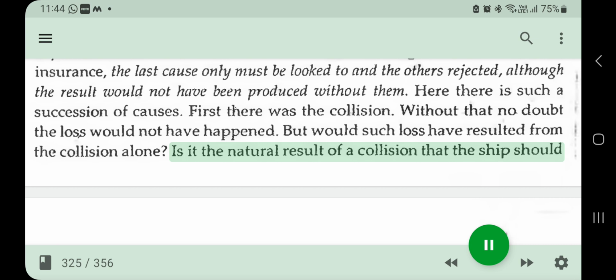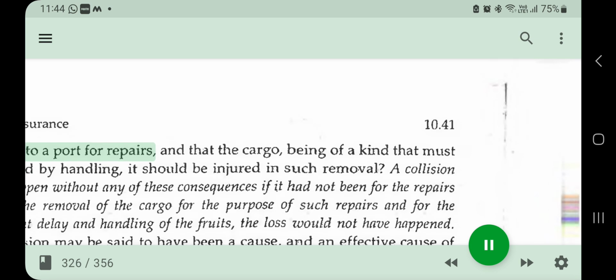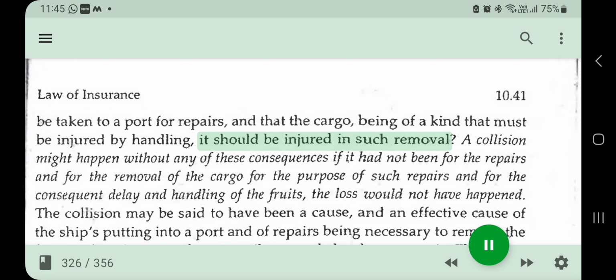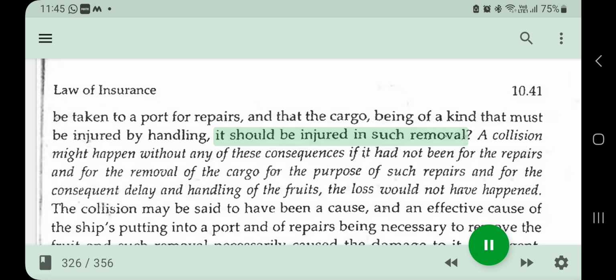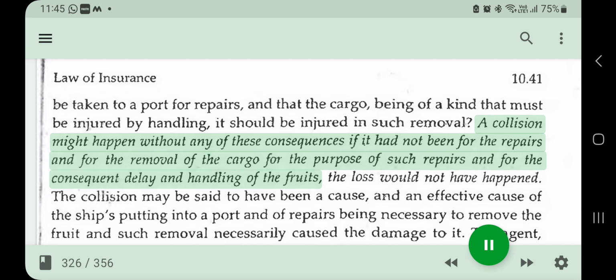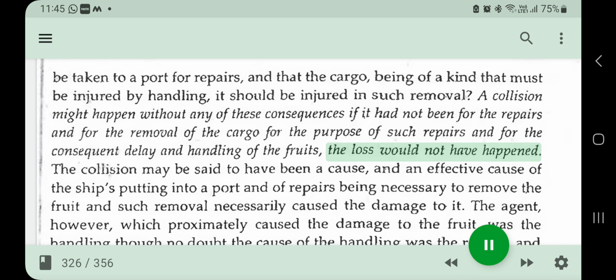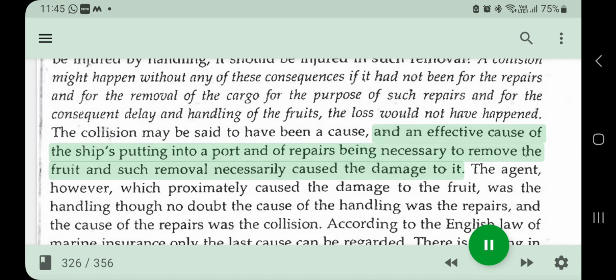Is it the natural result of a collision that the ship should be taken to a port for repairs, and that the cargo, being of a kind that must be injured by handling, should be injured in such removal? A collision might happen without any of these consequences. If it had not been for the repairs and for the removal of the cargo for the purpose of such repairs and for the consequent delay in handling of the fruits, the loss would not have happened. The collision may be said to have been a cause, and an effective cause of the ship's putting into a port and of repairs being necessary to remove the fruit, and such removal necessarily caused the damage to it.